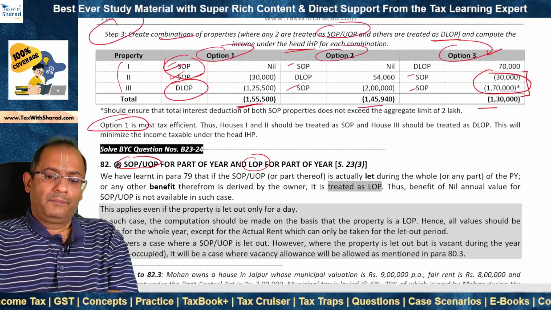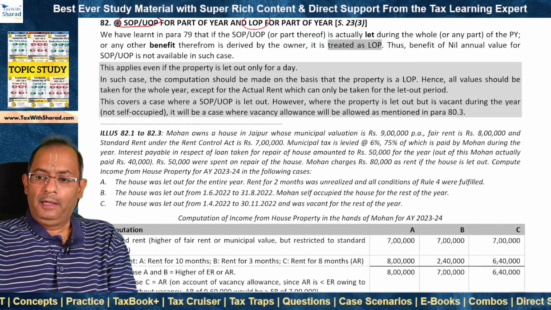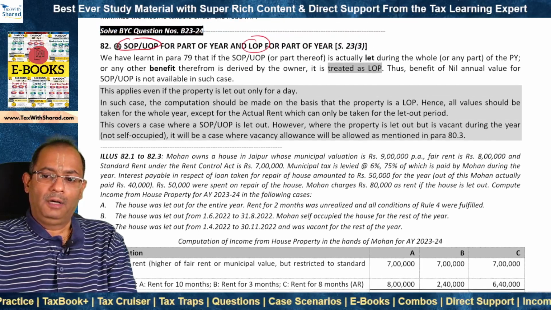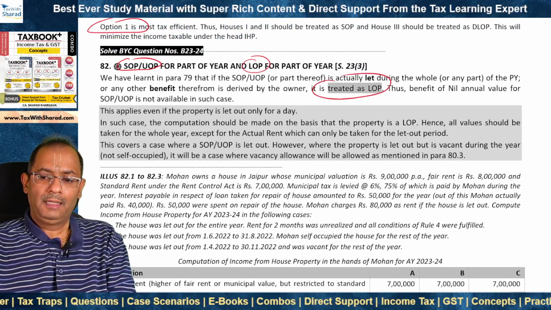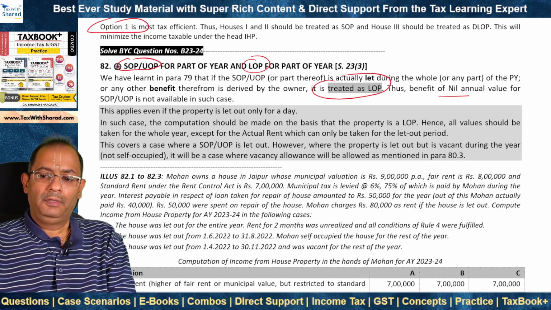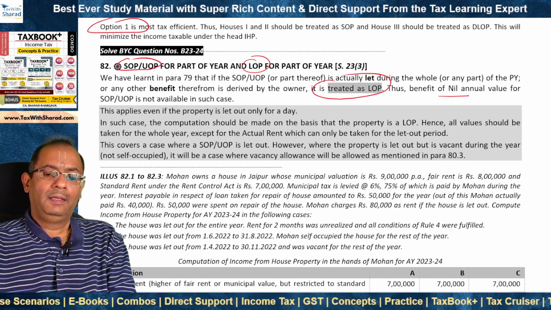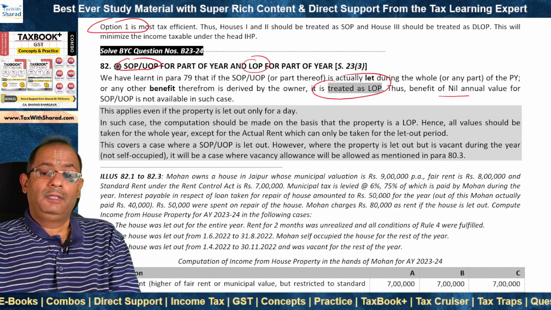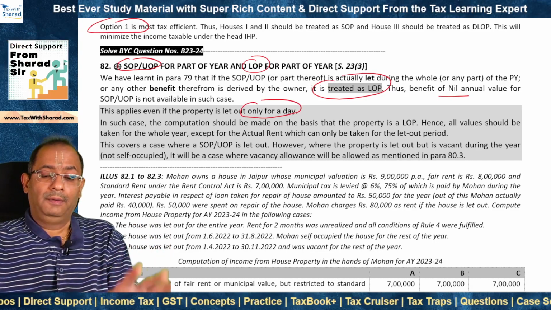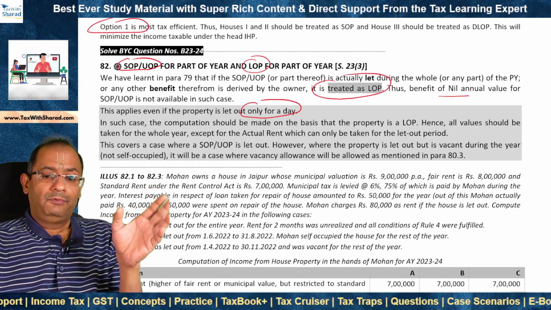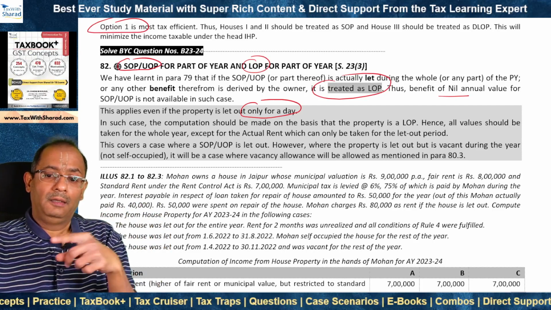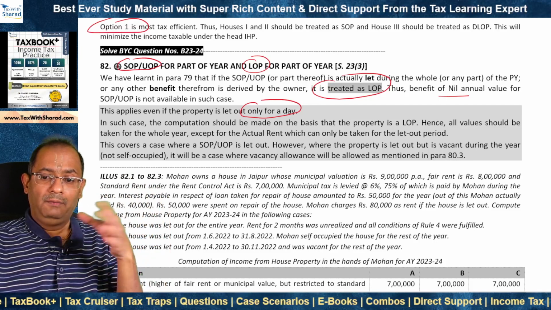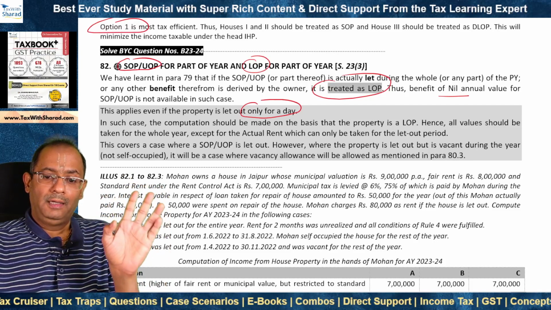So where a property which is self-occupied or unoccupied is let for a part of the previous year or any other benefit is derived by the owner, it is treated as LOP and the benefit of nil annual value is not available. And this is the case even when the property is let out only for a day, right? For 364 days it is self-occupied or unoccupied, but for one day it is let out, then for the entire year, for the previous year, the property gets classified as a LOP.